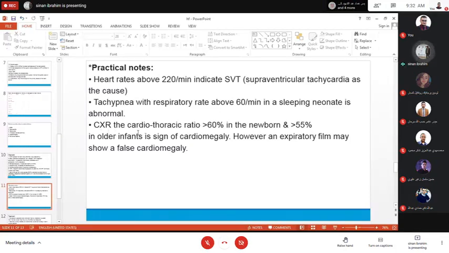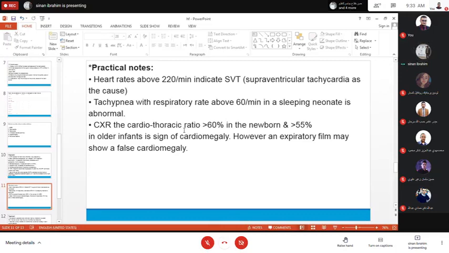CT ratio, as we say, is important. If you suspect a patient with heart failure, you send him for chest X-ray, and you find cardiomegaly, you should send the patient for echocardiography to exclude heart failure. And usually a cardiothoracic ratio of more than 60% in the newborn or more than 55% in the older infant is a sign of cardiomegaly.